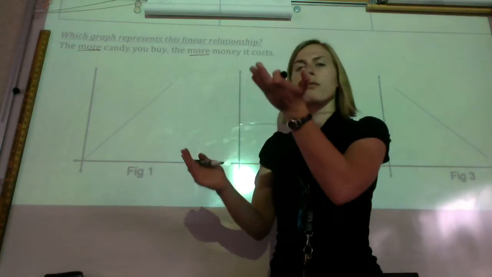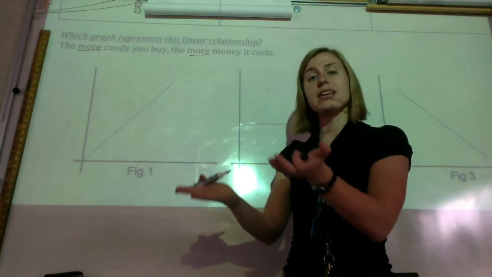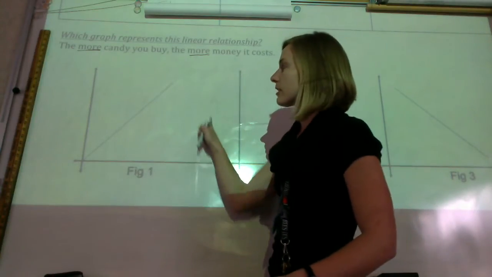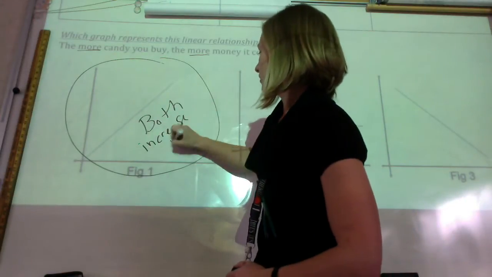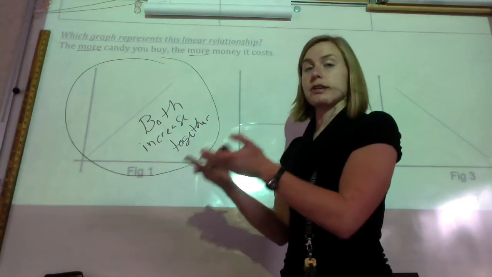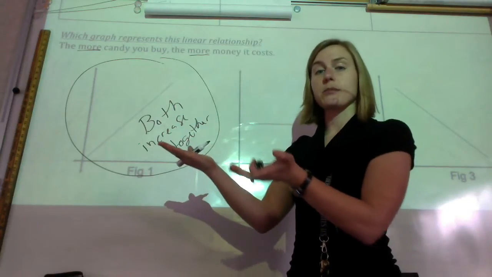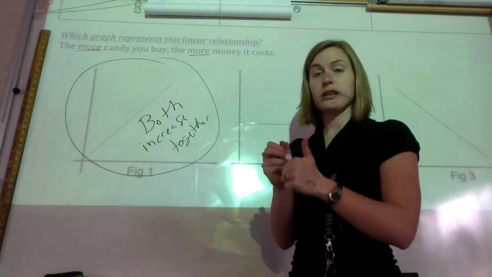The more you have of one, the more you're going to need of the other. So they're both increasing together. So that's actually going to be this first one right here. They're both going to be increasing together. The more candy I buy, the more money I have to spend. Let's take a look at another example.